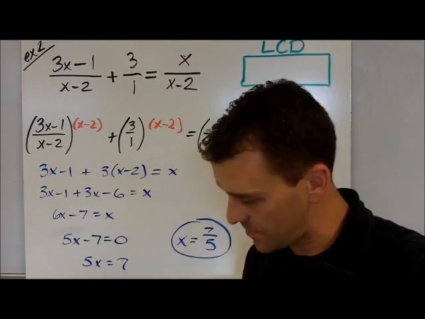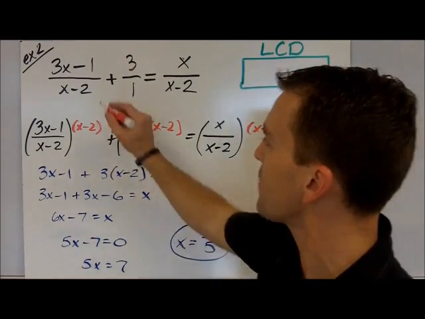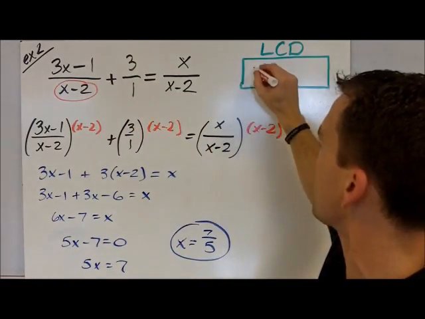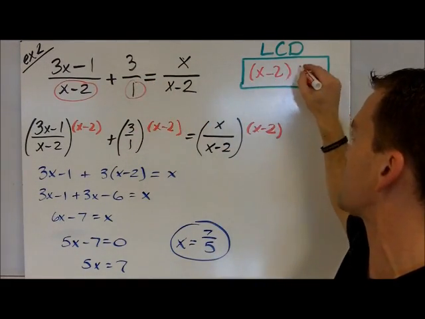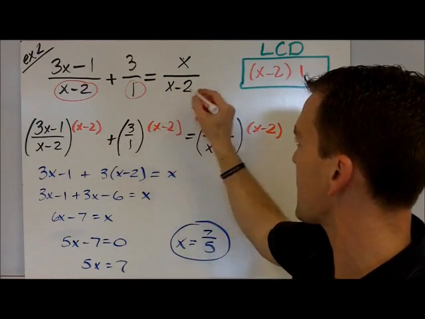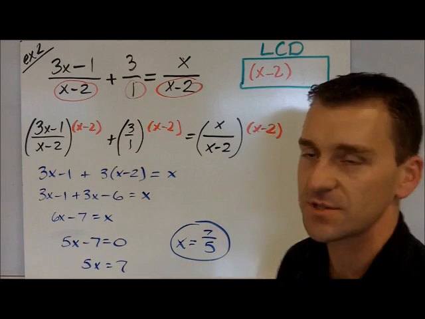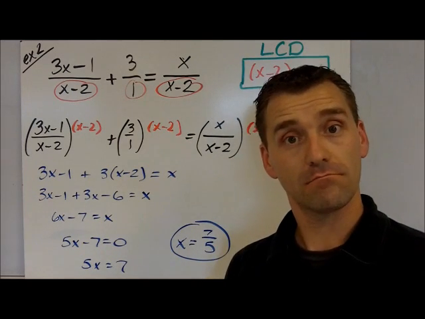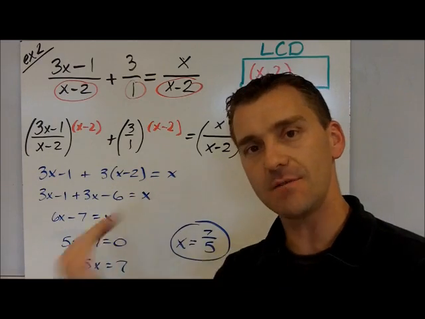So now, let's see if we have an LCD. I believe we do. Over here on the left, this denominator has an x minus 2, so I definitely need that as a factor in there. This is a factor of a 1. Well, you can write it up here, but this does you no good. And this is an x minus 2. We already have that. Sweet. So really, my LCD is just x minus 2. That's step 1.